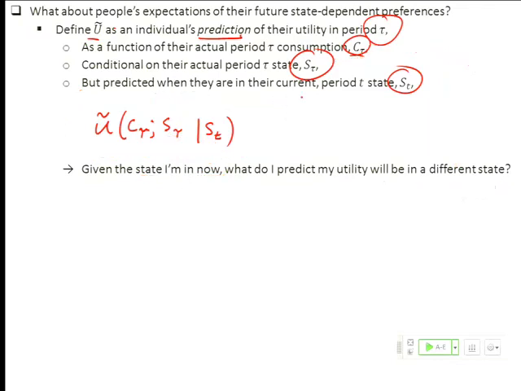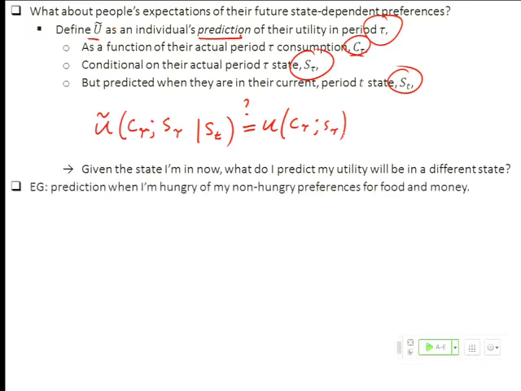And the question we're going to ask is whether or not that is equal to your actual utility for your future consumption conditional on your future state. Do you get it right? Okay. That's the question that we're going to ask. So prediction when I'm hungry of my non-hungry preferences for food and money would look like this. It would be u wiggle of f tau, the consumption, the food I'm thinking about consuming in the future, and the effect that will have on my future wealth level, because I'll have to pay for it, conditional on my state of hunger in the future, but predicted based on a state of hunger now, which might be different from my state of hunger in the future.